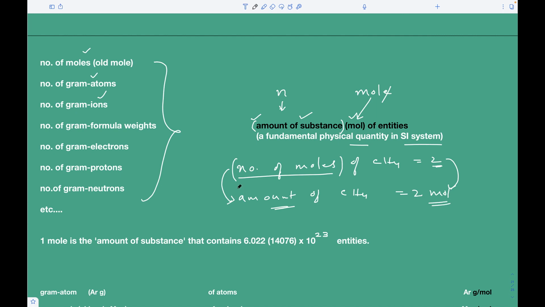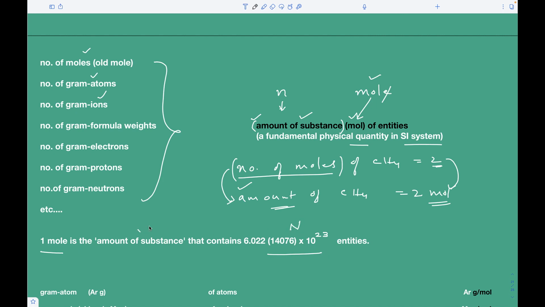Now what is the meaning of this sentence, amount of methane is equal to 2 mole? Remember, this fundamental physical quantity represents the number of particles present in the substance. And you know its unit is mole, and by definition the size of 1 mole is equal to this number, that is Avogadro's number.